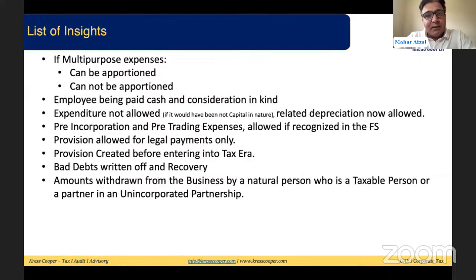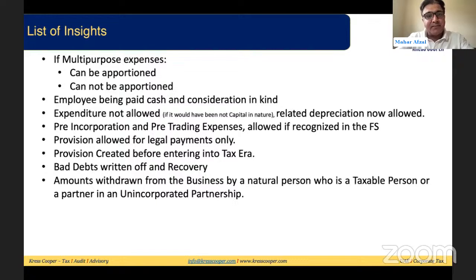Multiple expenses. If you have any expenses exclusively for business purposes, you can claim 100%. If you have any expense which is not exclusively for business purposes, you cannot claim. If there is any expense with multiple purposes, some portion is for business, some portion is for non-business, then the question arises, can you apportion this? If you can apportion this based upon the allocation key, based upon the cause and effect basis, based upon the benefits derived basis, if you can allocate it, then the portion that relates to the business will be allowed. And if you cannot apportion, it has been given in the guide straightforward, you cannot claim that expense to arrive at your taxable income.